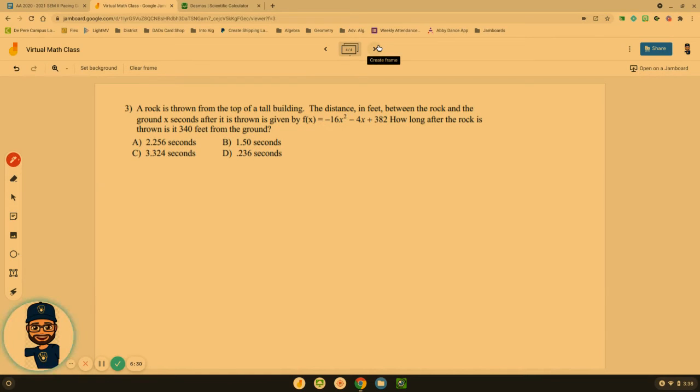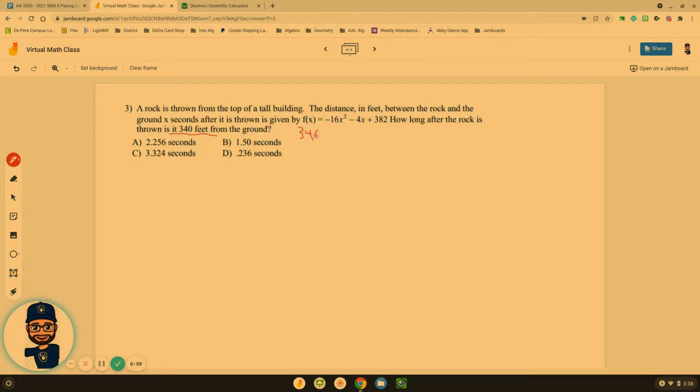All right. A rock is thrown from the top of a tall building. The distance in feet between the rock and the ground, x seconds after it's thrown, is given by that quadratic function. How long after the rock is thrown is it at 340 feet from the ground? How long until it's at 340? Well, notice it doesn't want us to know when it's at the ground. It wants to know when its height reaches 340.